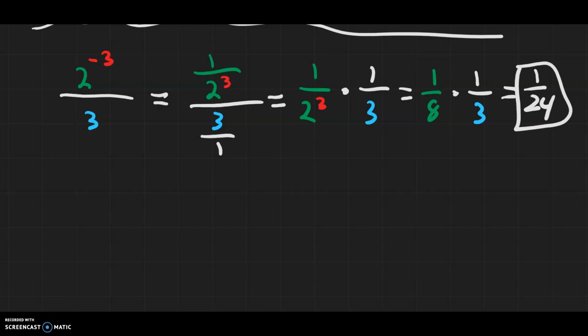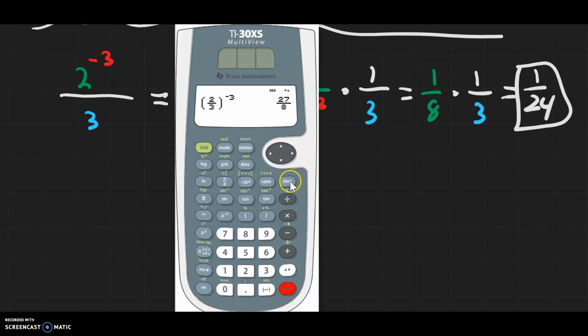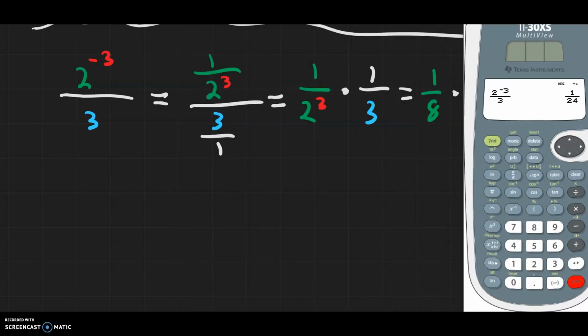Okay, so very quickly we'll just verify that on the calculator just to see what we get. Let me clear that. I'll just put the original problem in, which was 2 to the negative 3rd power, and then divided by 3. At this point, press enter. And of course we get 1 over 24, just like we got over here. All right, one more example to see how we might have to deal with some negative exponents.